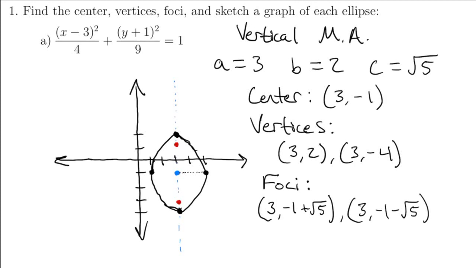We have all the information we were asked to get: center, vertices, foci. We have them all labeled off to the side here, so there's no need to really label any points. And we're good to go. Let's move on to the next example.